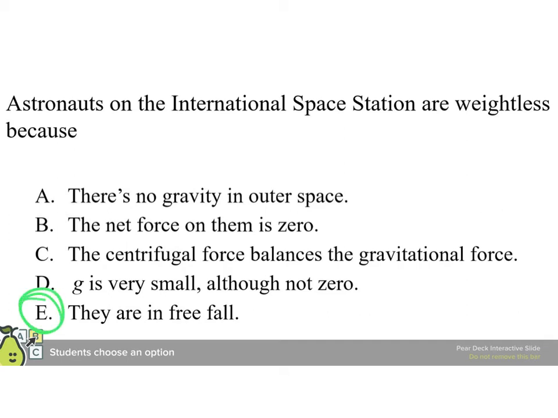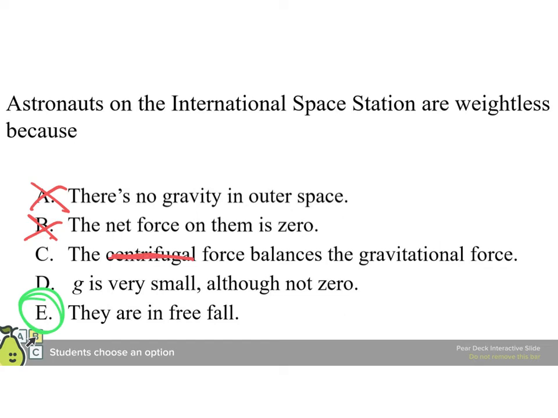They're falling towards the Earth at the same speed as the International Space Station, so everything in their frame of reference is falling the same way, and so they don't seem to be falling at all. It is certainly not true that there's no gravity. The force of gravity actually has an infinite range, so there's always gravity somewhere. The net force is not zero because they're going around a circle, so we know they have an acceleration, which is towards the center of the Earth. We're not going to use centrifugal force, so we'll leave that one out.